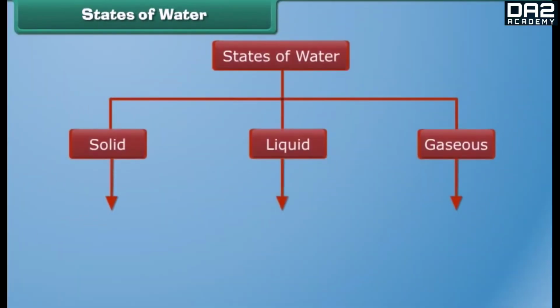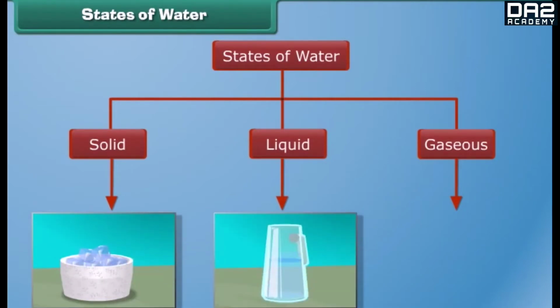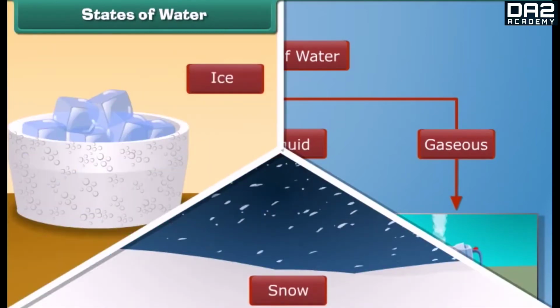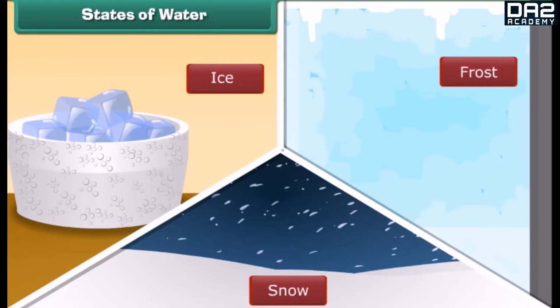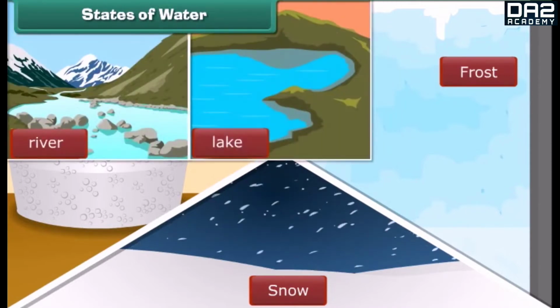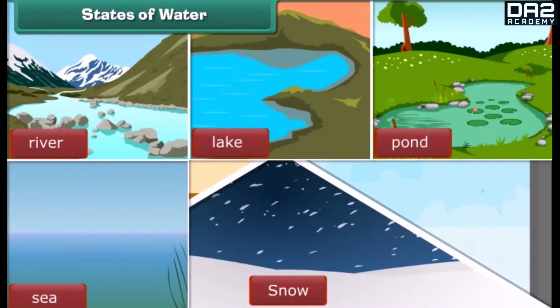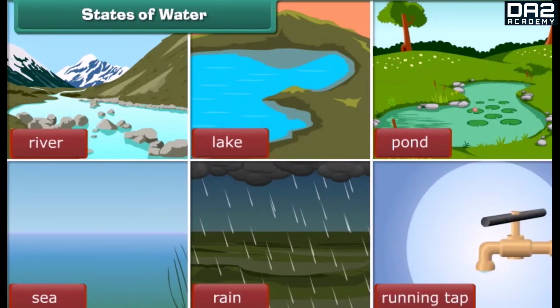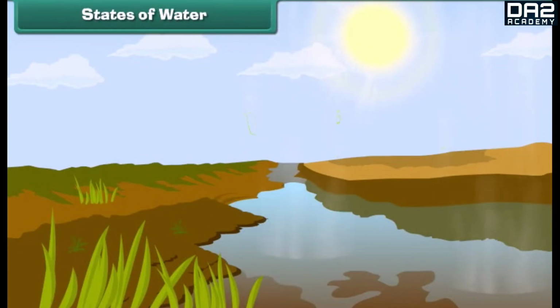Water exists in 3 states: solid, liquid, and gaseous. Ice, snow, and frost are examples of water in the solid state. You see liquid water in rivers, lakes, ponds, sea, when it rains, and the water coming out of a tap. Water vapor is a gas in the air. You can't see gas because it is invisible.